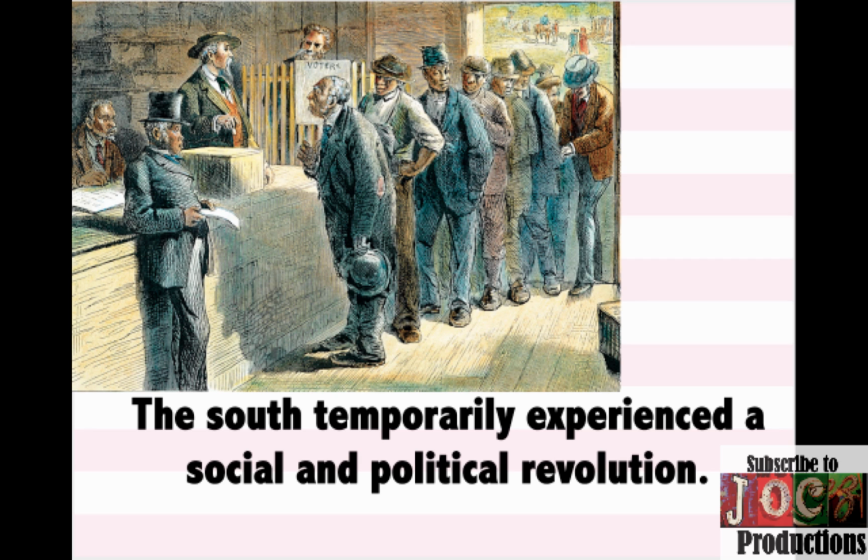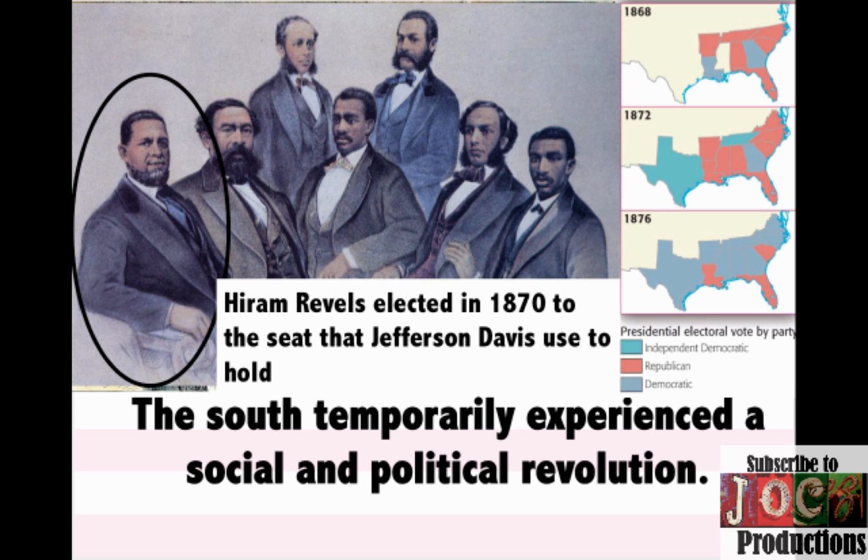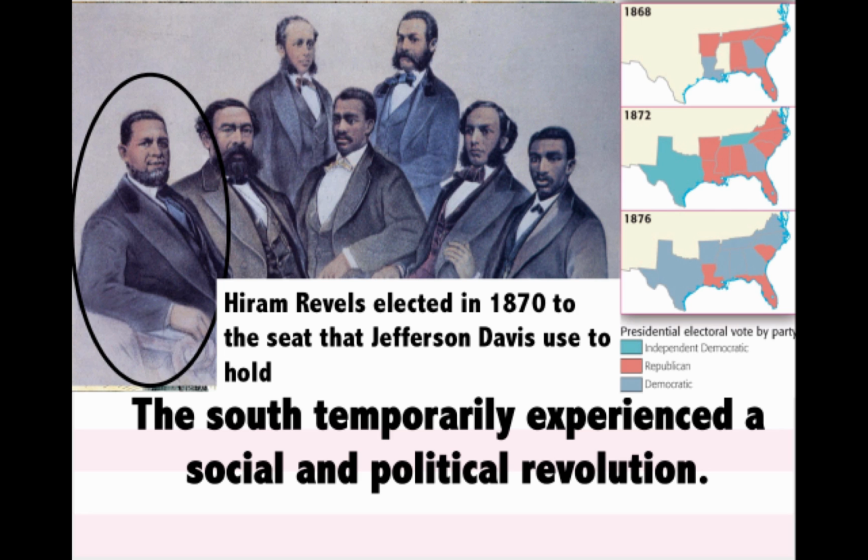And what you see happening under congressional or radical Reconstruction, as it's sometimes referred to, is the South temporarily experiencing a social and political revolution. African American men are voting. In fact, in the South, you see Republicans taking states in presidential elections, such as in 1868 and 1872. Symbolic of this revolution is Hiram Revels, who was elected in 1870 to the seat that Jefferson Davis, the former president of the Confederacy, used to hold. So you have groups of African American senators and congressmen taking power in the South.